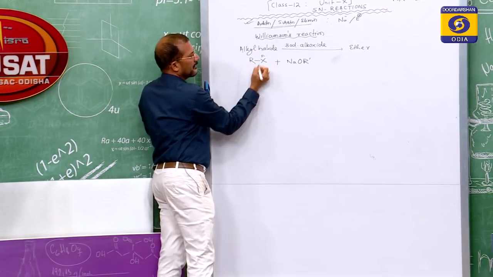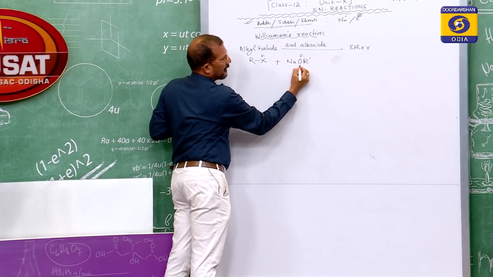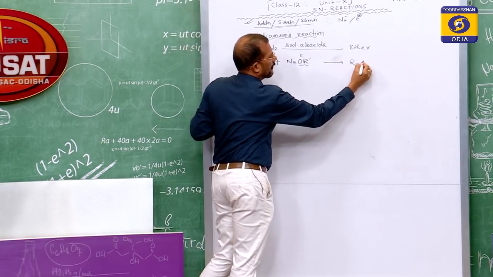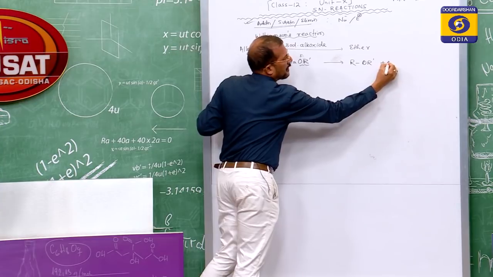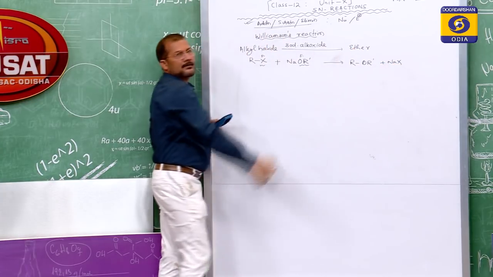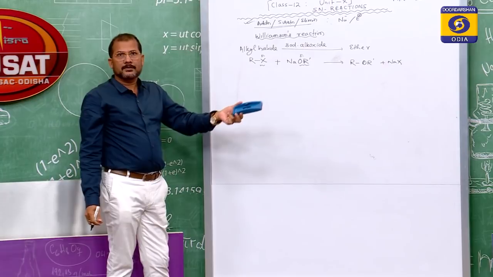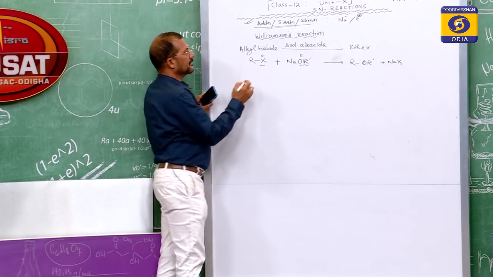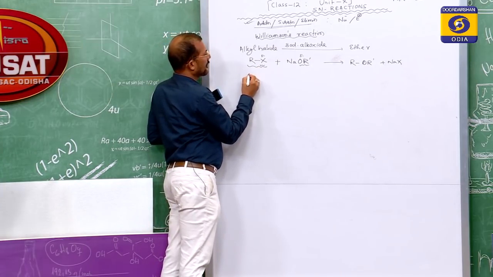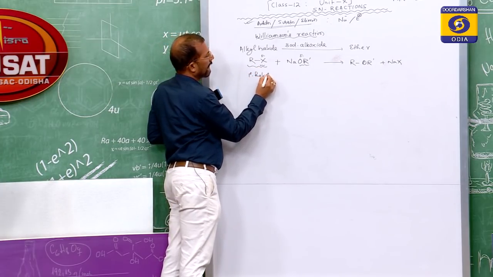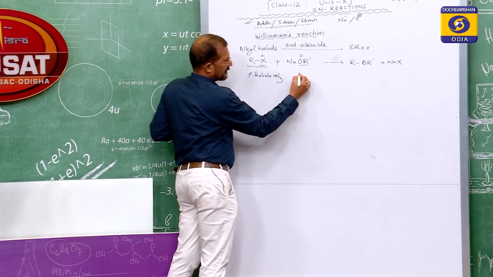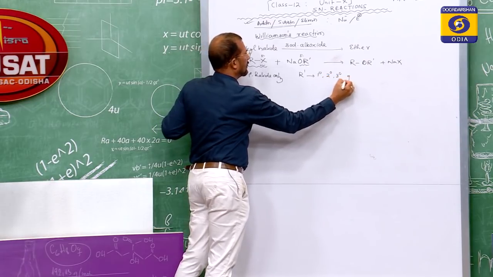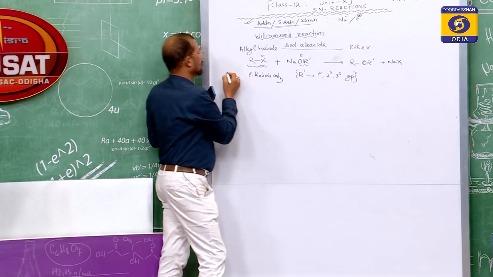This is the nucleophilic part, and we produce ROR dash plus NaX, this is an ether. Sometimes in unit 11, in the ether topic, we will be discussing it in detail, but here you just remember that the halide should conditionally be primary only, and this R dash group may be primary, secondary or tertiary. This is a condition for this reaction.